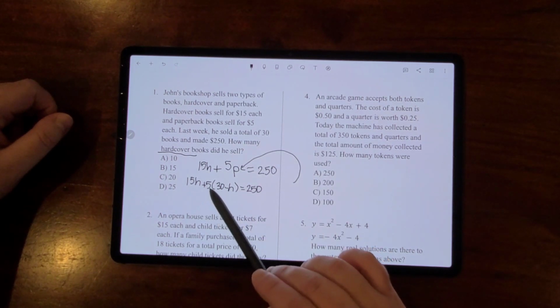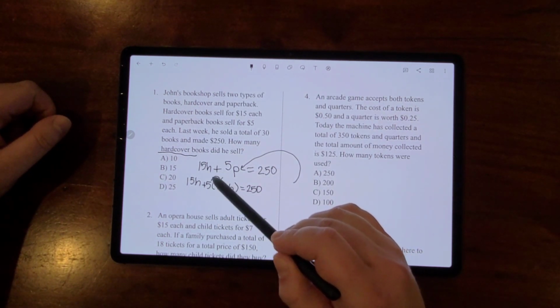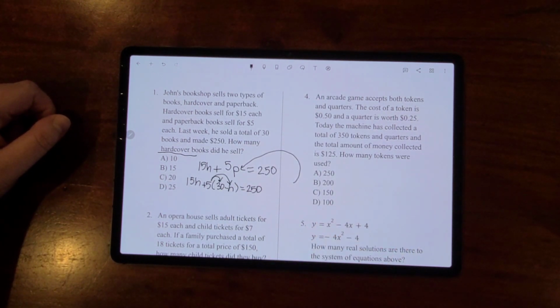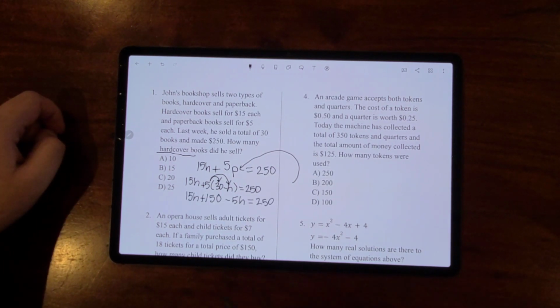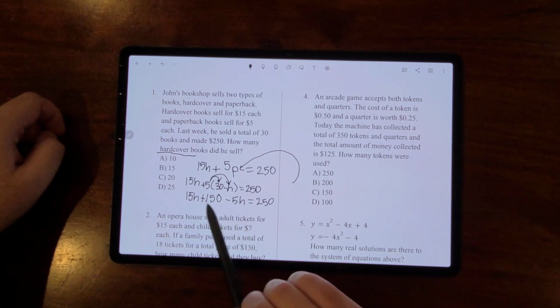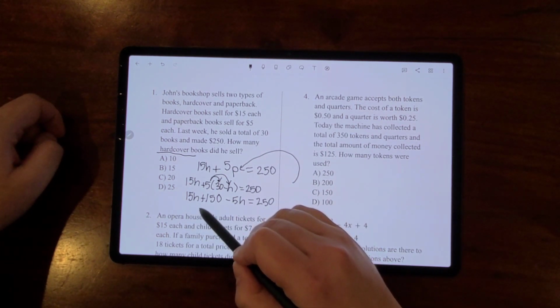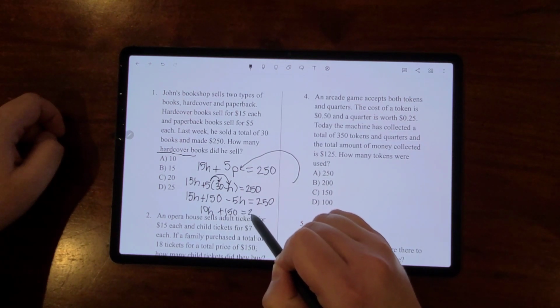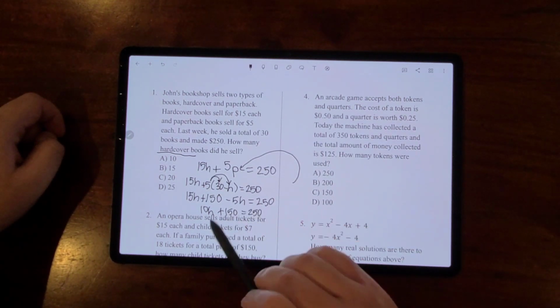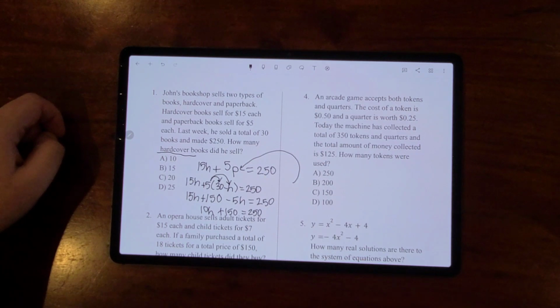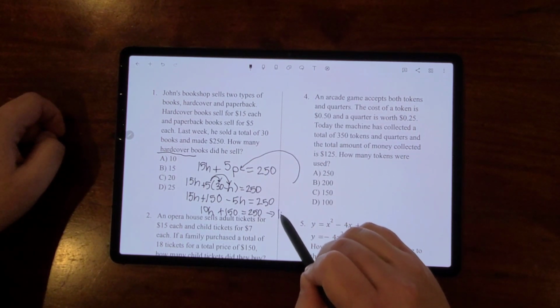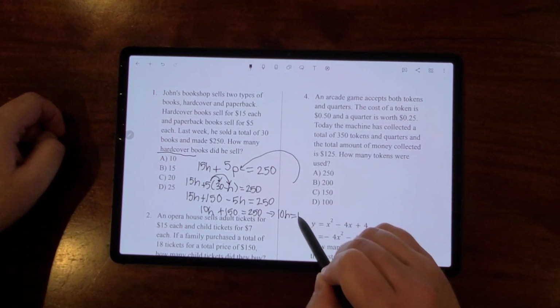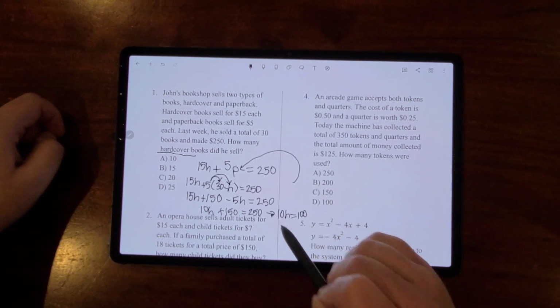And then now I just have to distribute this 5 to each of the terms in parentheses. And then I'm going to combine my like terms of the 15H and minus 5H. So 15H minus 5H is just going to be 10H. So now I have 10H plus 150 is equal to 250. Now I just need to solve for H. So I'm going to subtract 150 from each side. When I do that, I'm going to get 10H is equal to 100.